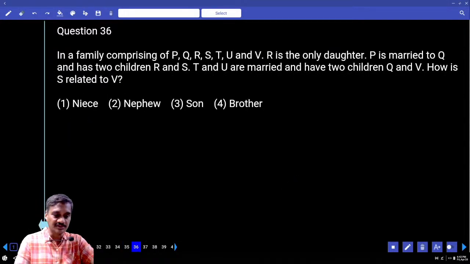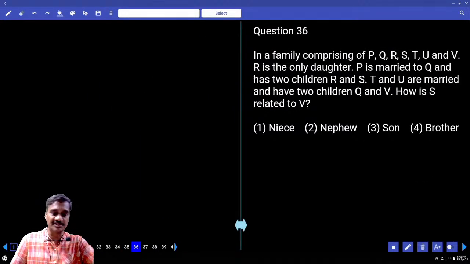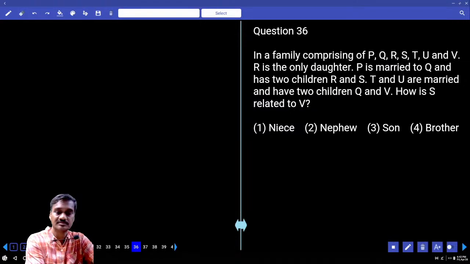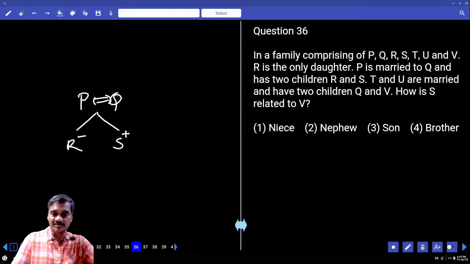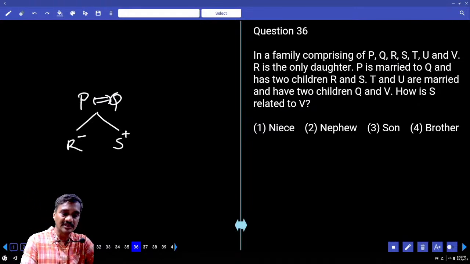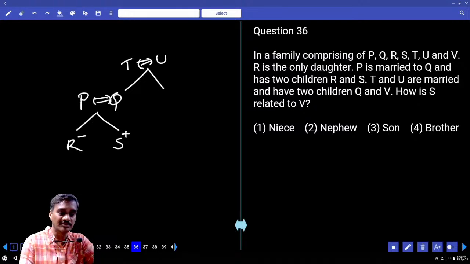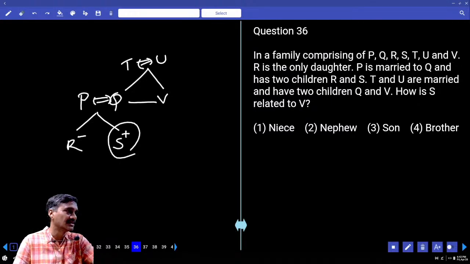Then 36. Now in this 36, in a family of 7 persons, R is the only daughter, and P is married to Q. Now P and Q are a married couple and have 2 children, R and S. R is the only daughter, so S must be the son. And T and U are married and have children, Q and V. And how is S related to V? V is sibling's son. Sibling's son is nephew. Nephew, choice 2, 36.